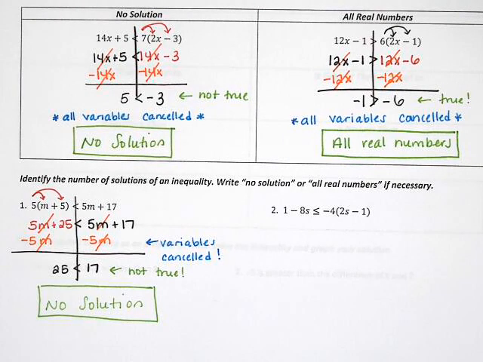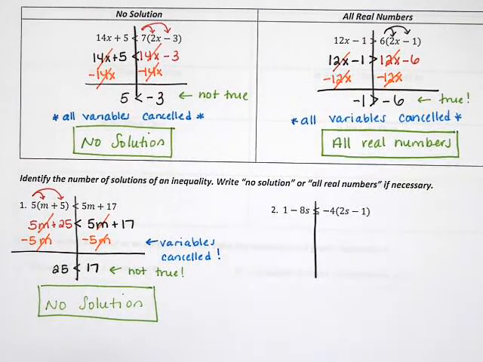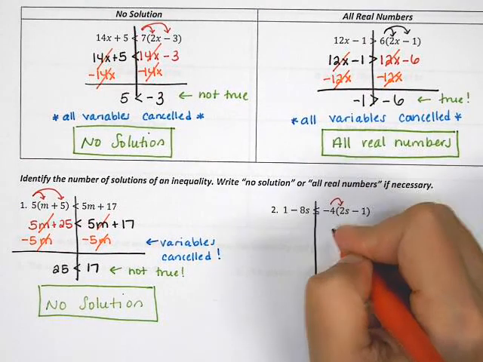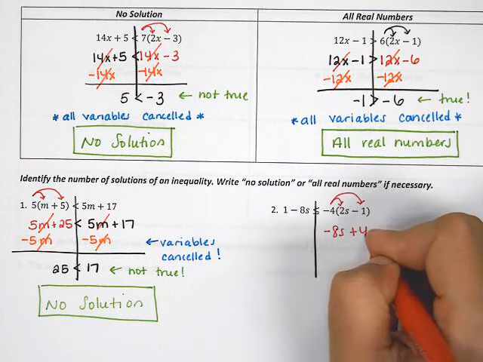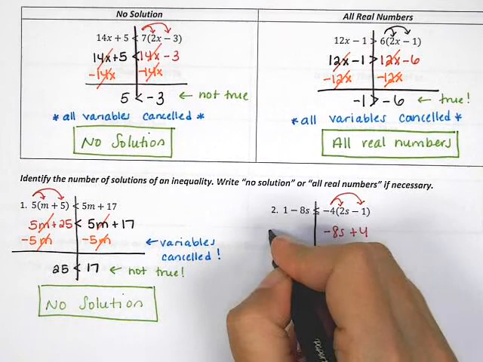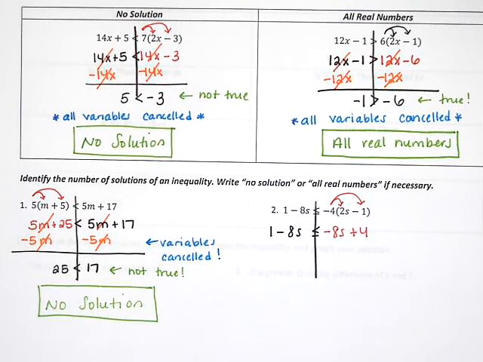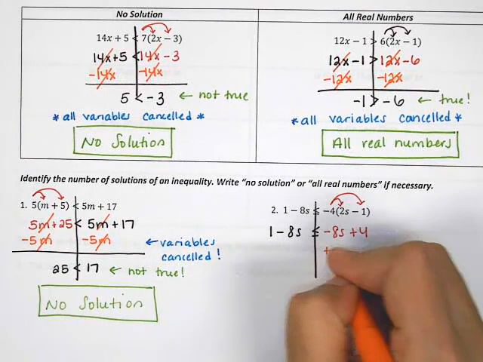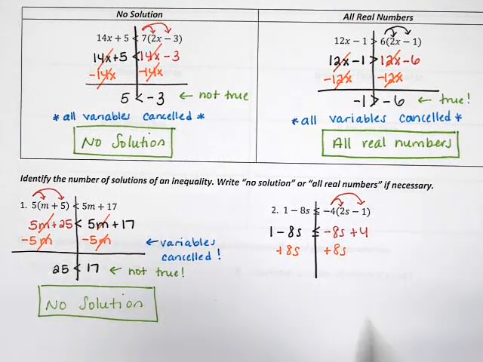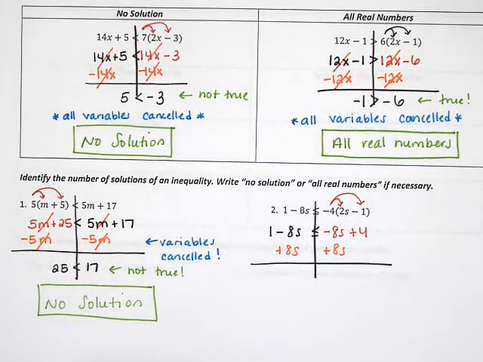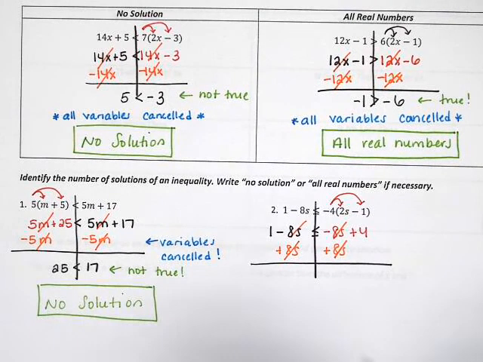In problem number 2, again, we would start by distributing, this time on the right-hand side. So we would get negative 8s plus 4. On the other side, we would just drop down the 1 minus 8s and the less than or equal to symbol. Once again, we would get the variables together. So we would add 8s on both sides, and that's when I notice something unusual happens. The variables are going to cancel on both sides of this inequality.